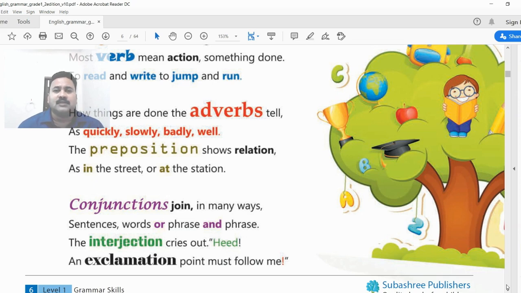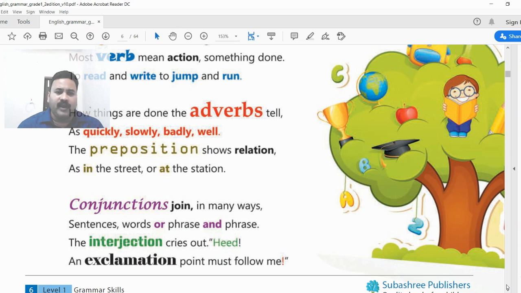The preposition shows the relation. Okay, he was standing in the street. So where was he standing? He was standing in the street or at the bus station. Like that, it shows the relationship. So where was the book kept? It was kept under the table. So whether it is under the table, on the table, all these relationships are what is called a preposition.